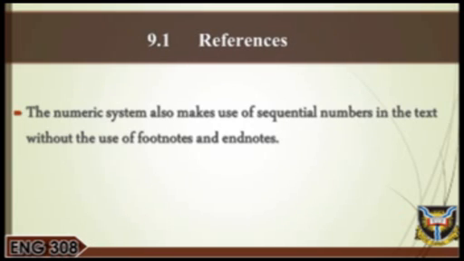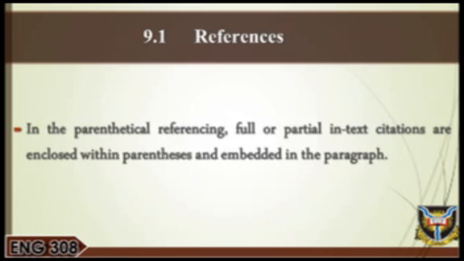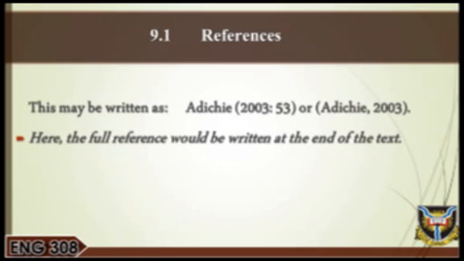The numeric system also makes use of sequential numbers in the text without the use of footnotes and endnotes. The full reference entry will be written under the section termed References. In the parenthetical referencing, full or partial in-text citations are enclosed within parentheses and embedded in the paragraph. This may be written as Adichie 2003, ibid, 53 or Adichie 2003. Here, the full reference will be written at the end of the text.